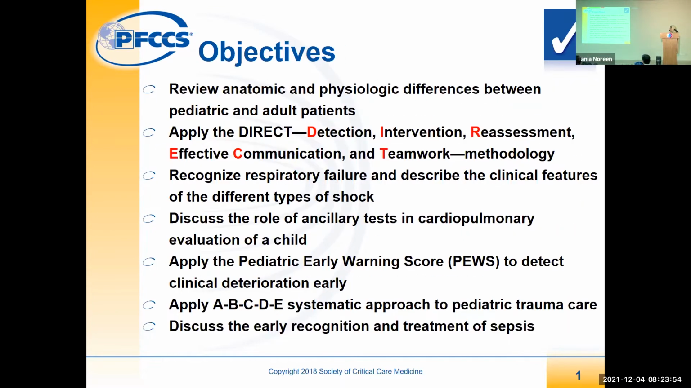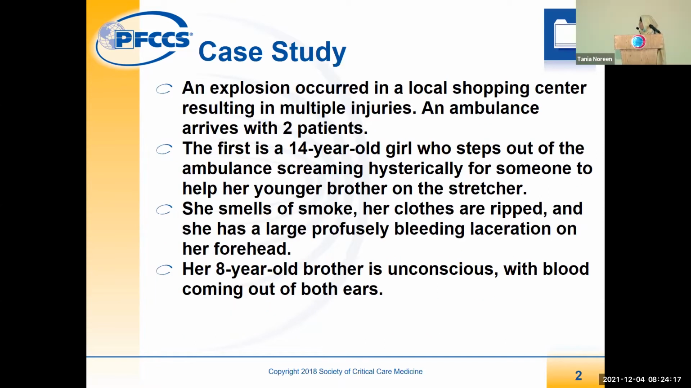Discuss the role of ancillary tests in the cardiopulmonary evaluation of a child. Then PEWS score to detect clinical deterioration early, and apply the ABCDE systematic approach to pediatric trauma care. Discuss the early recognition and the treatment of sepsis. So we will start with the case study.